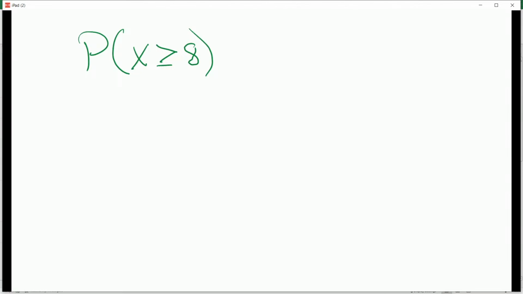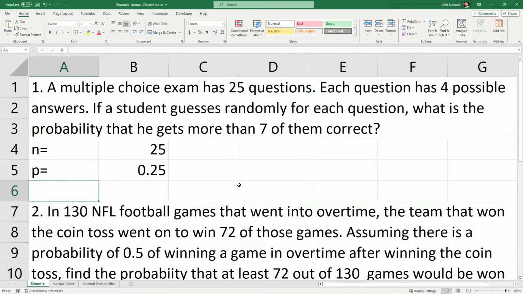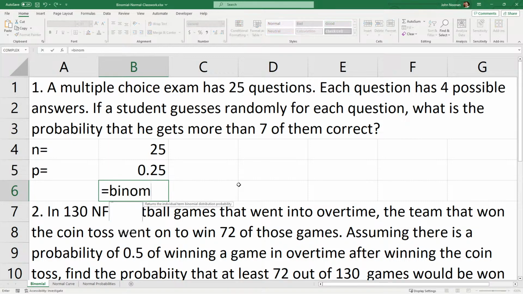In other words, I want to know the probability that X equals 8 or 9 or 10 or 11, etc., etc. We have a special way of doing this in Excel. This is a range of values that starts at 8 and ends at 25. You might say, how does it end at 25? It's because 25 is the most you can have right on a test that has 25 questions. So I'm going to use this formula, equals BINOM.DIST.RANGE.